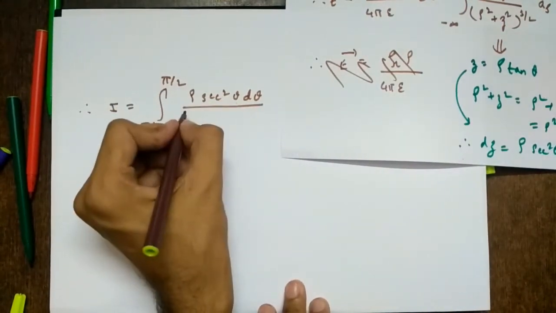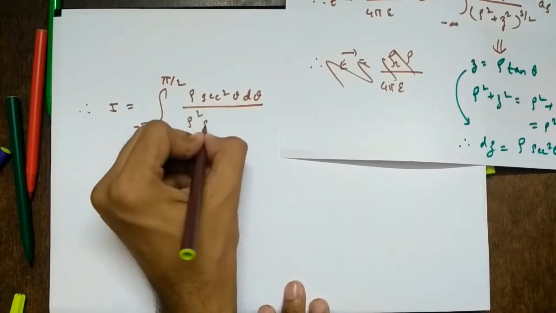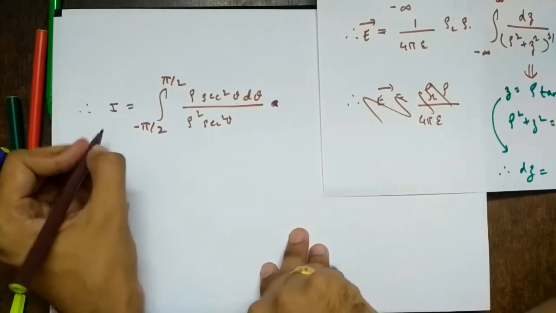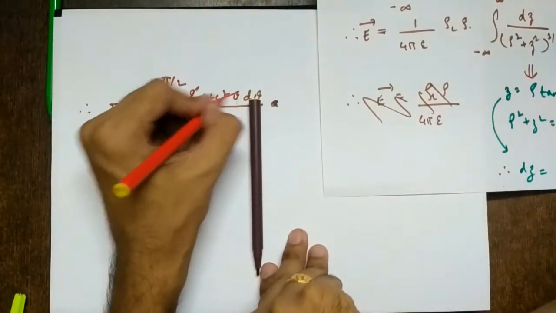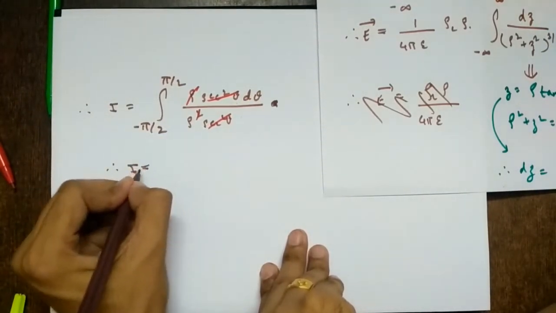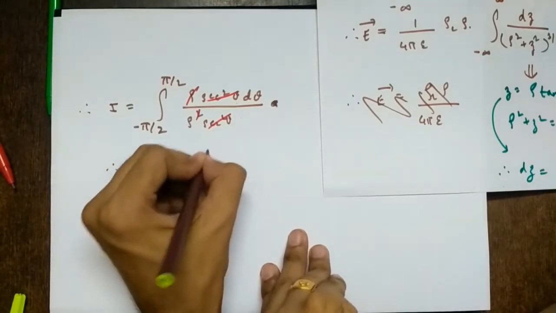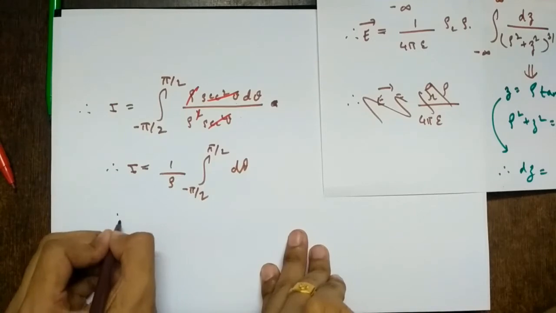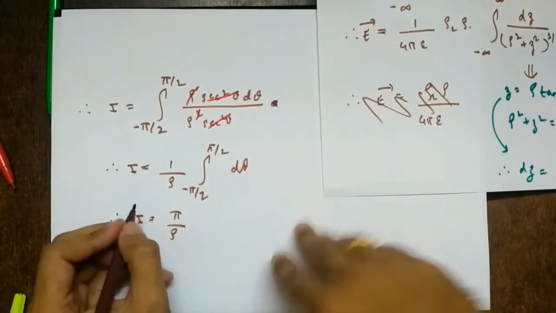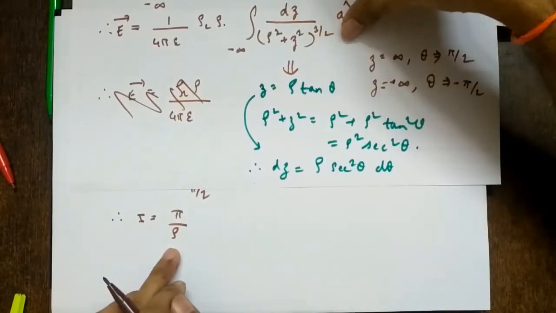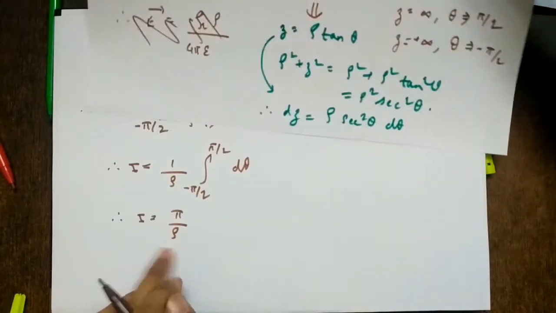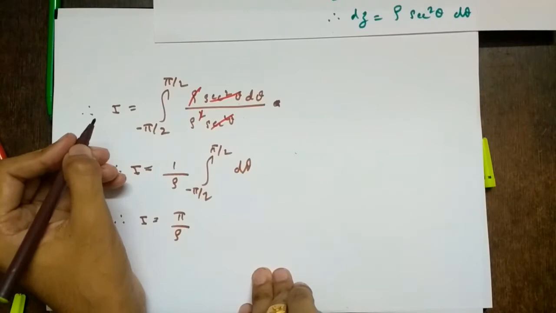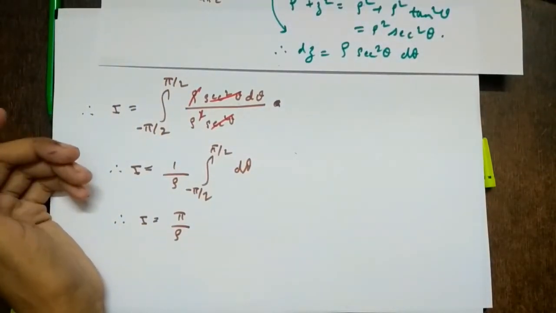upon rho square plus z square, which we got as rho square secant square theta. Rho cancels with the square, and secant square theta cancels. So 1 by rho becomes constant, and the integral from minus pi by 2 to pi by 2 of only d theta gives pi by rho. Pi by 2 minus minus pi by 2 is pi. But it should not be pi by rho. We have made some mistake.